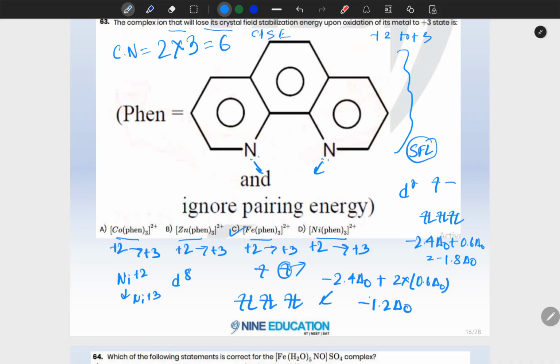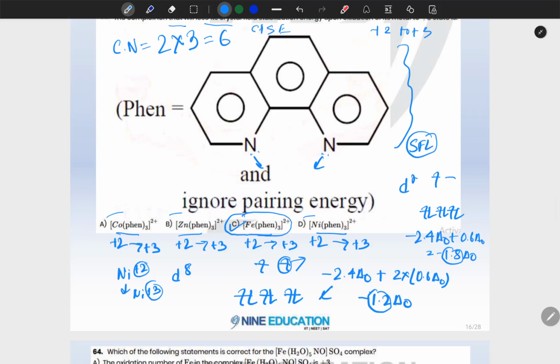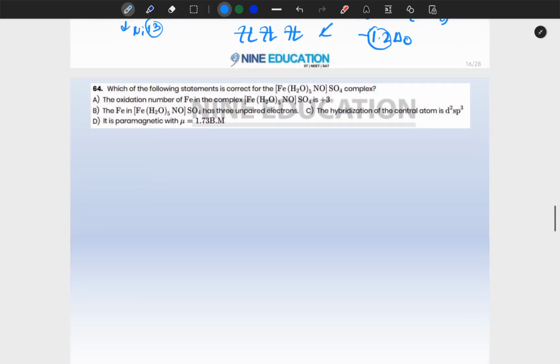Even in the last option, we are able to see an increase in the magnitude of CFSE when I am changing the oxidation state of nickel from +2 to +3. So in option A, option B and option C, the complex will become much more stabilized because of the increase in the magnitude of CFSE because of oxidation. Only in option C, because of the increase in the oxidation state from +2 to +3, we are getting a decrease in the magnitude of CFSE. So in option C, this complex is becoming unstable when I am changing the oxidation state from +2 to +3. Let's proceed to the next question. I hope the explanation is clear.